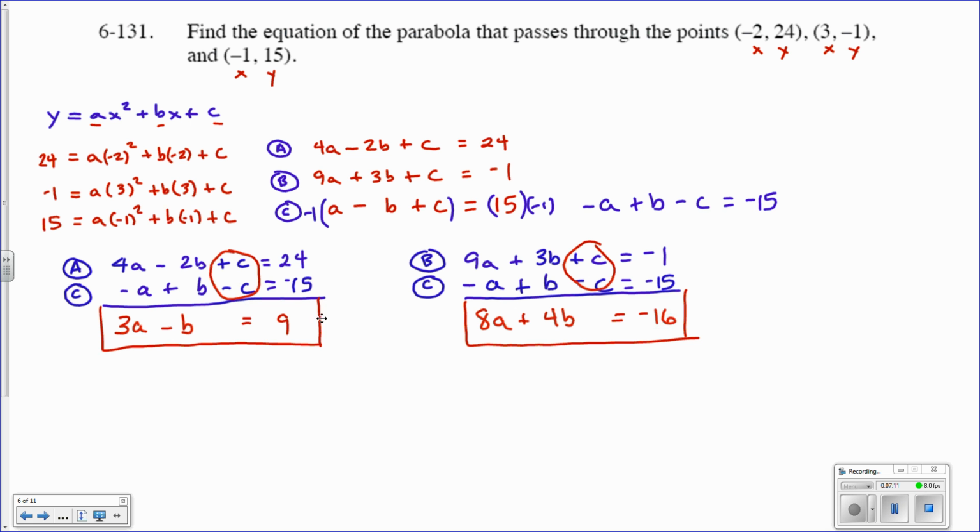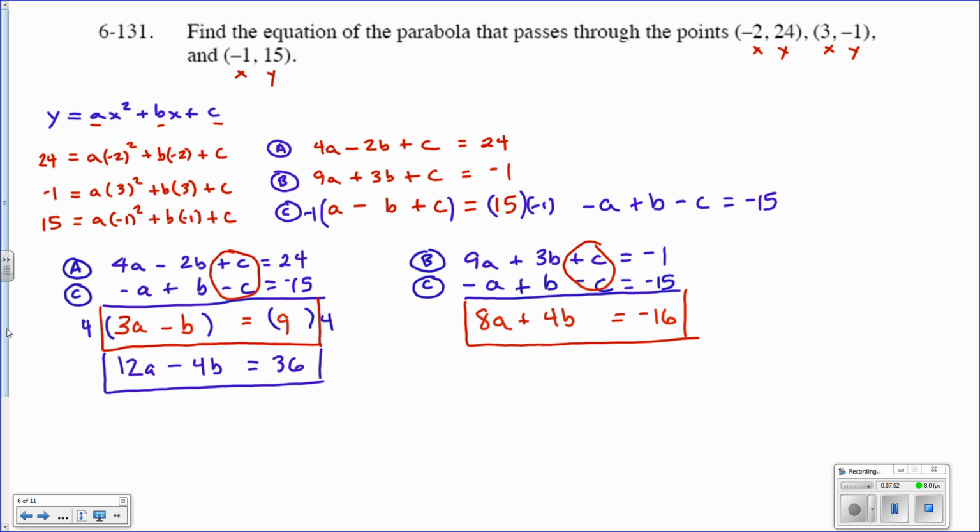Now these ones right now aren't really good for elimination because we don't have the same coefficient or opposite coefficients on either of our variables. So this one though we could turn into a negative 4b so that we can eliminate b. So let's do that. I'm going to multiply by just 4. Multiply this one by a 4 on each side here. So I'm really looking at 12a minus 4b equals 36. That one will be a better one to use.